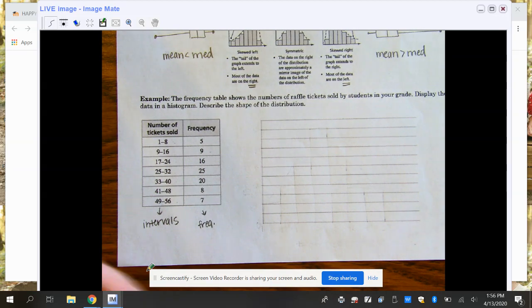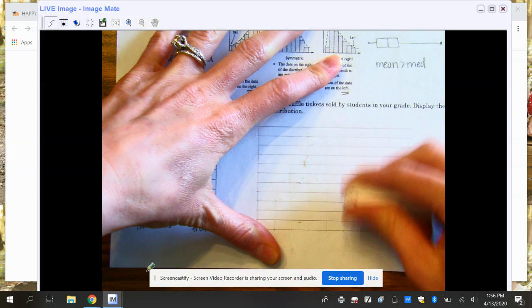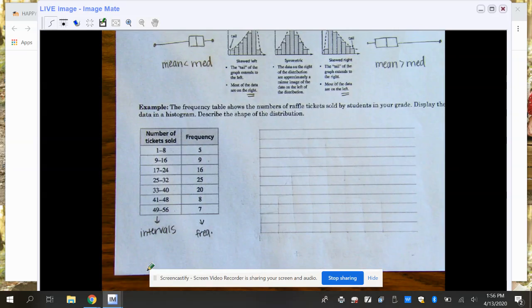And again, I'm re-recording this, so I couldn't erase this all the way, but I didn't want to go all the way down to our basement to print a new one. So laziness is taking over.